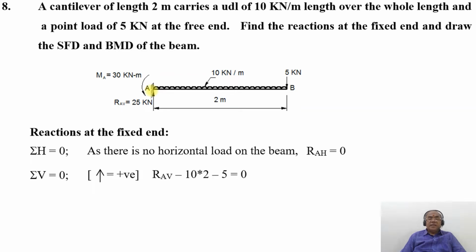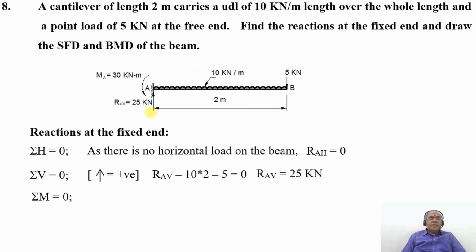Therefore, RAV minus 5 minus 10 into 2, because it is a UDL, uniformly distributed load. Since it is 10 kilonewton per meter for the entire span, which is 2 meters, 10 into 2 becomes 20 kilonewton, because meter and meter get cancelled. So 20 kilonewton, and also the load acting downwards, which is 5 kilonewton. So RAV minus 10 into 2 minus 5 will be equal to 0. Therefore, RAV will be equal to 25 kilonewton. So that is what we got from here.